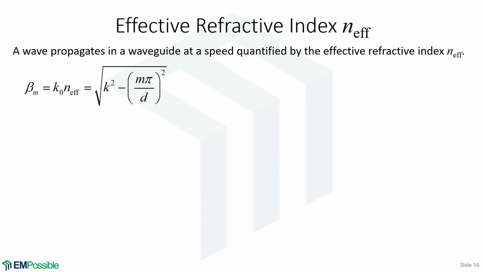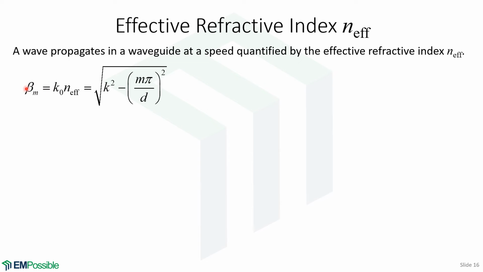Another useful parameter is the effective refractive index of the mode. The meaning of this is if we have a guided mode, it's interacting with the waveguide and traveling slower than it would if it were a plane wave traveling in whatever the material is inside the waveguide. And so we give it an effective refractive index to give it that factor by which it slows down relative to a wave in outer space.